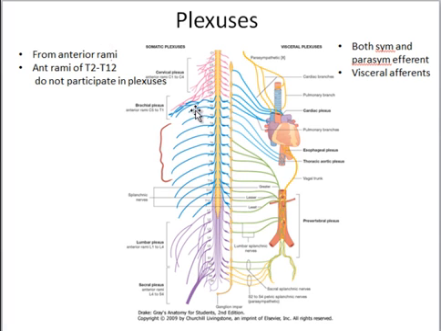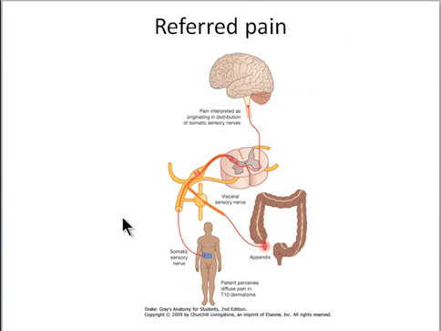And in the thoracic region, from T2 to T12, there is no plexus needed because this supplies the trunk area. So here no plexus is formed, but up in the cervical area and in the lumbosacral area you have plexus formed. Okay. And lastly, an important concept to remember, which is referred pain.